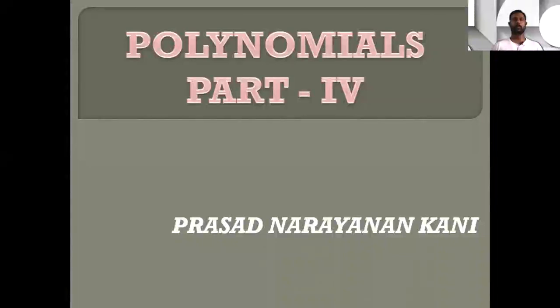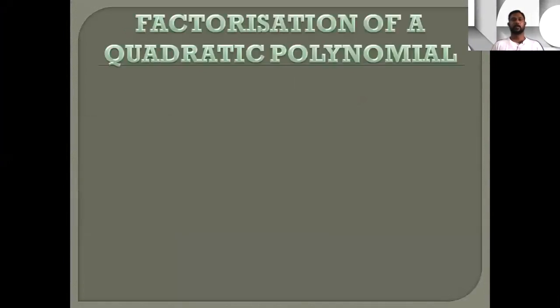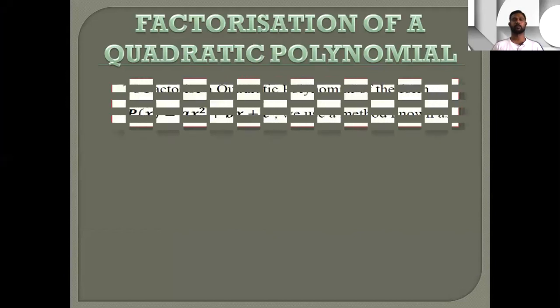You saw all the three previous parts. So we are continuing. It's about factorization of a quadratic polynomial. You know what a quadratic polynomial is? It is a polynomial of degree 2.